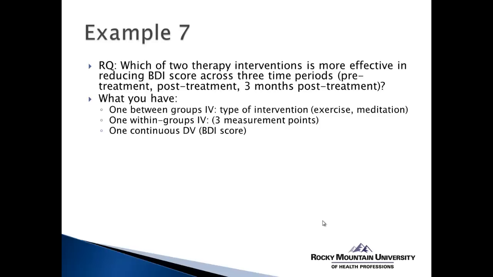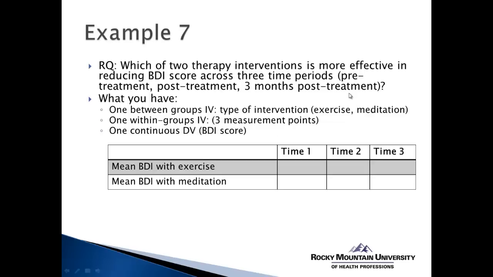We have what we call one between groups independent variable. So this is the type of intervention. We have one group of people receiving exercise, another group of people receiving meditation. So that would be two groups between compared to each other. And then we have one within groups independent variable, in this case our 3 measurement points, pre, post, and 3 months post-treatment. And we still have one continuous dependent variable, our BDI score.